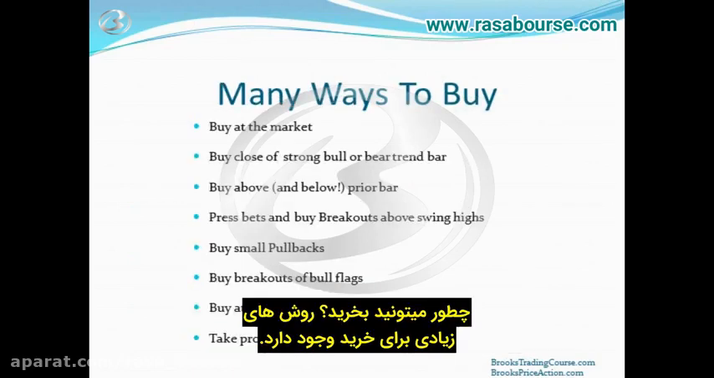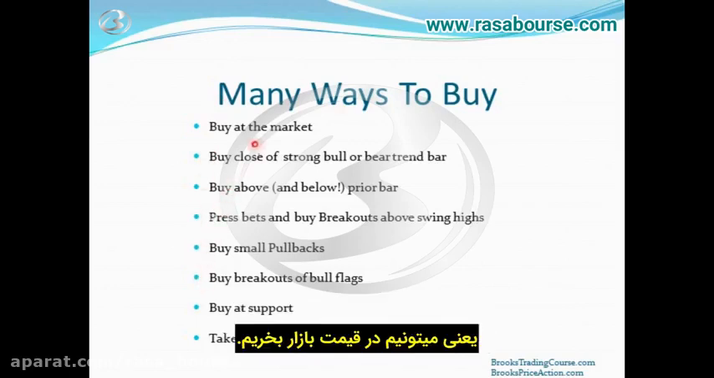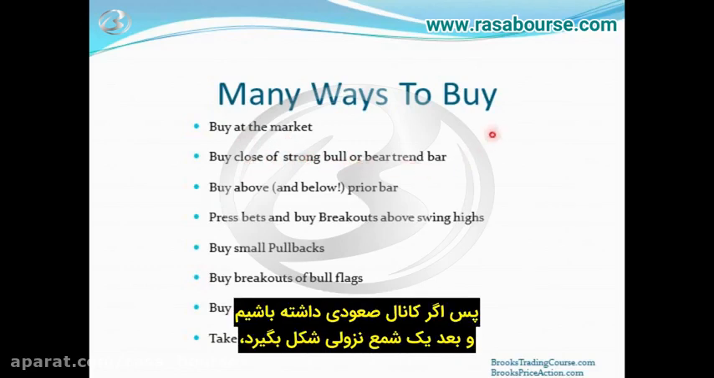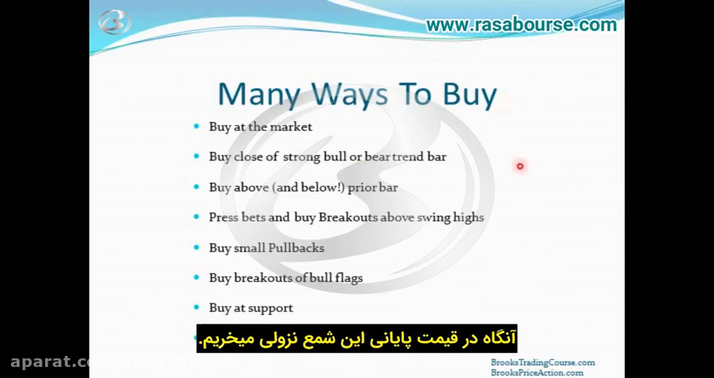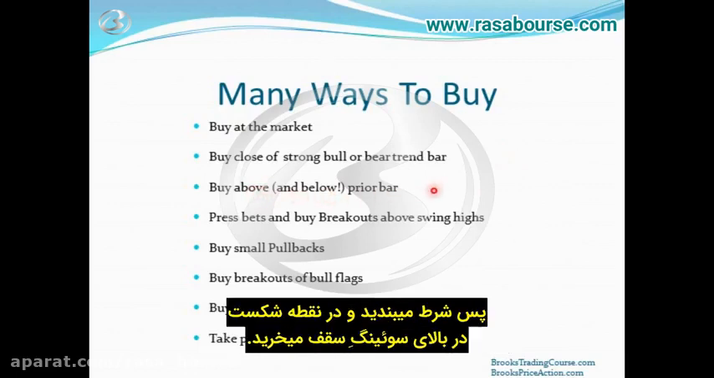How can you buy? Lots of ways to buy. Just as with any strong trend, if you're in a strong channel, same thing. You buy at the market. You buy at the close of bull bars. You buy at the close of bear bars. So if the market is in a bull channel and you have a bear bar, you buy its close. You buy above the high of the prior bar. You buy below the prior bar, betting that any reversal attempt will fail. You press bets and you buy breakouts above swing highs.